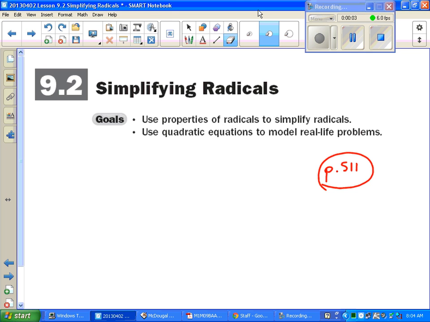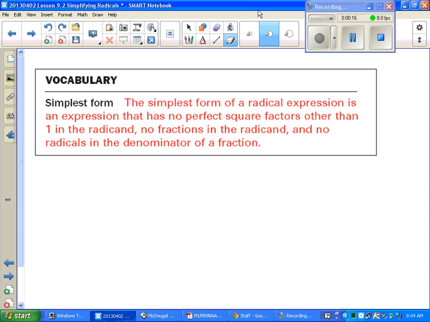Looking at section 9.2, simplifying radicals. We have a couple of goals: using properties of radicals to simplify radicals and using quadratic equations to model simple real-life problems. Beginning on page 511 in the textbook. First thing we have is a definition of simplest form.